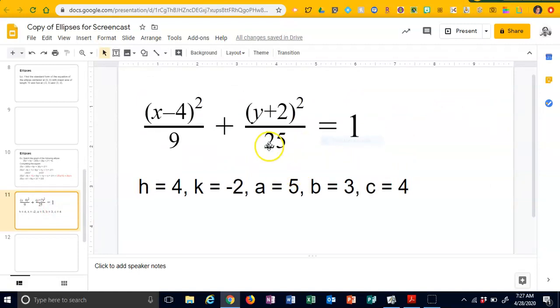Now I know that this is a squared, so a must be 5. This must be b squared, so b must be 3. And then I can use c squared equals a squared minus b squared and find that c is 4. This is important information for finding the focus. So now I know that the ellipse is vertical, and I've got all these cool things here. h is 4, k is -2, a is 5, b is 3, c is 4. I can go ahead and graph it.